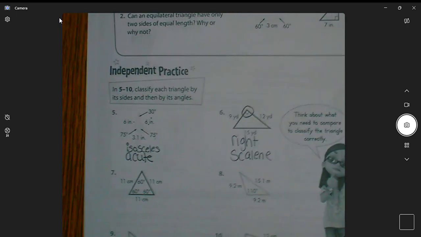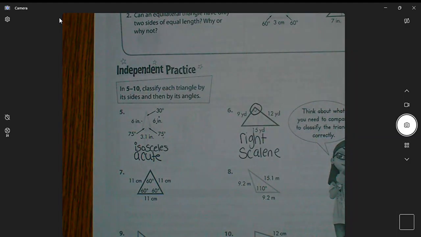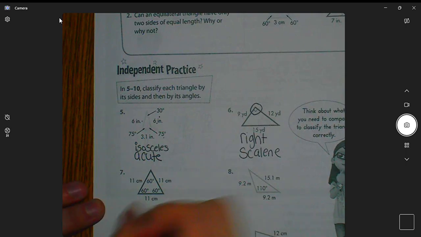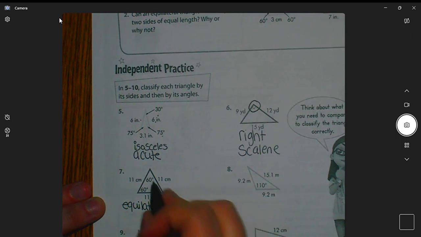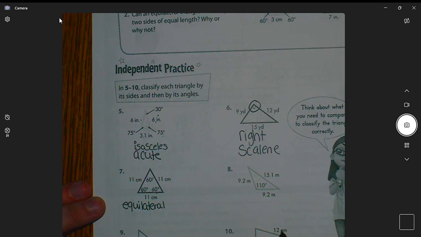Let's look at number 7. 11, 11, 11. Do any of these numbers match? Yes, they all match. So are they all equal? Yes. So it's an equilateral triangle. And 60, 60, 60. Are they acute or obtuse? Yes, they are acute because they're less than 90 degrees.